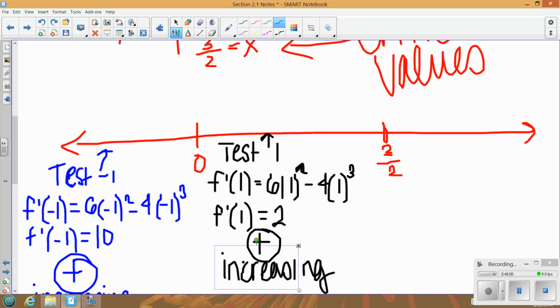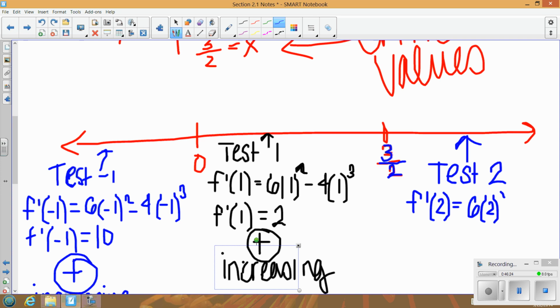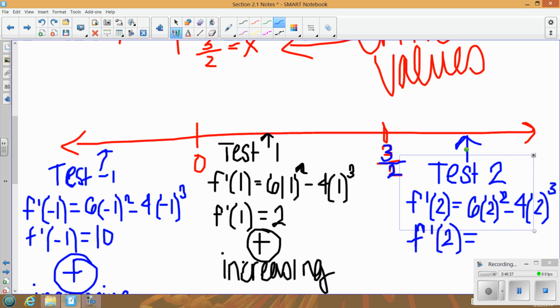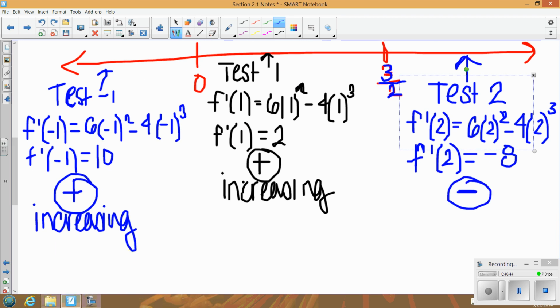So last section we have to test is the section from 3/2 to positive infinity. So pick a number bigger than 3/2. 3/2 is like 1.5. So how about 2? So let's test the point 2. So plug into the derivative. So we have the derivative at 2 is equal to -8. So now we have a negative value, which tells me my function is decreasing.